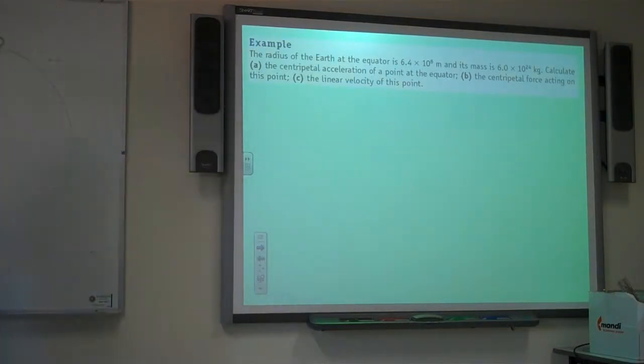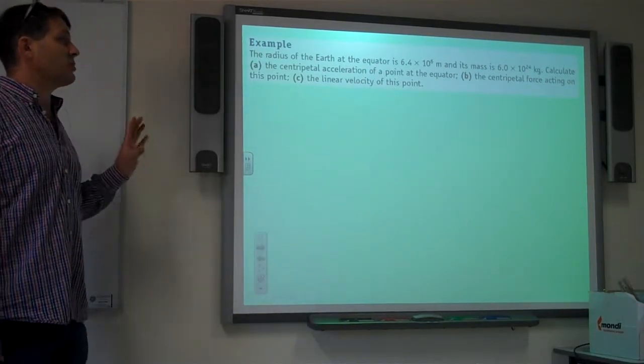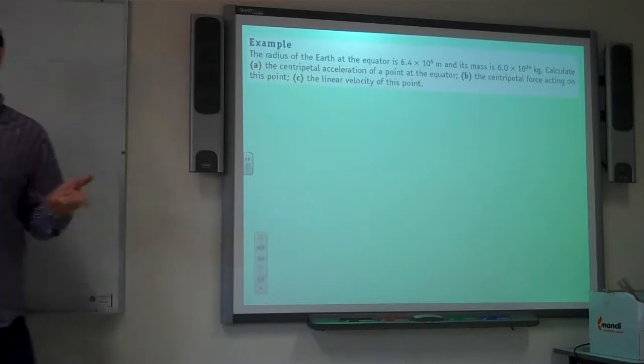The radius of the Earth at the equator is 6.4 by 10 to the 6 metres, and its mass is 6.0 by 10 to the 24 kilograms. Calculate the centripetal acceleration at a point on the equator.